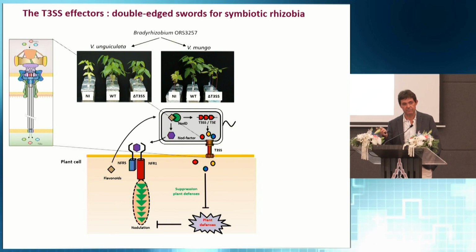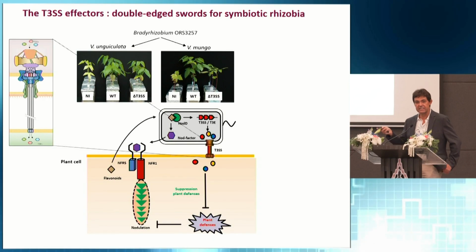We have here some data that illustrate this, obtained by Songwattana Pongpan. We observe here that the type 3 SS mutant of the strain SUTN9-2 is less efficient on two legume crops, Vigna unguiculata and Vigna mungo. When we mutate the type 3 SS, the efficiency of the symbiosis is drastically reduced.